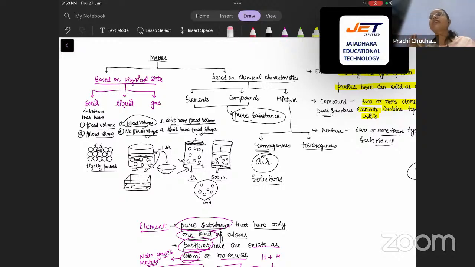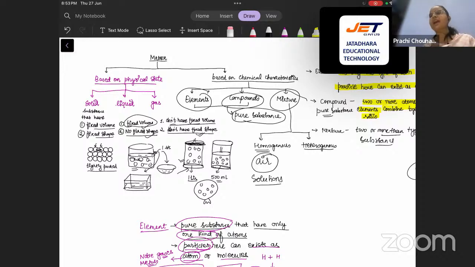And on the basis of chemical characteristics, we can categorize matter as pure substances and mixtures. In pure substances, we have elements and compounds, whereas then we have the mixtures, which are formed by the combination of two pure substances. Now, can you give me the examples of mixtures? Some more examples of mixture.